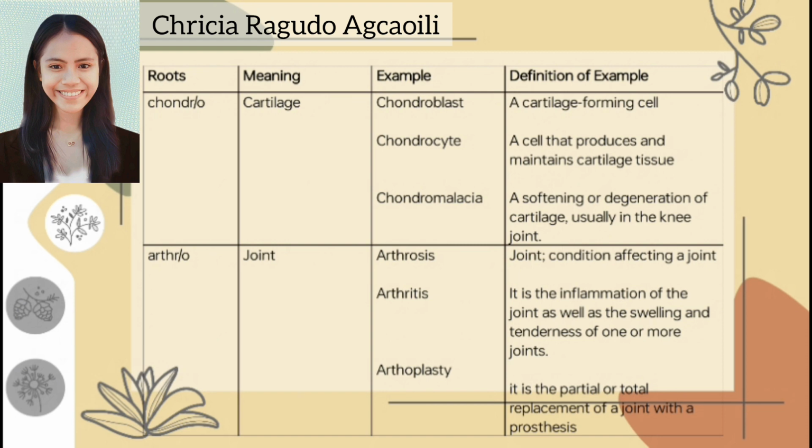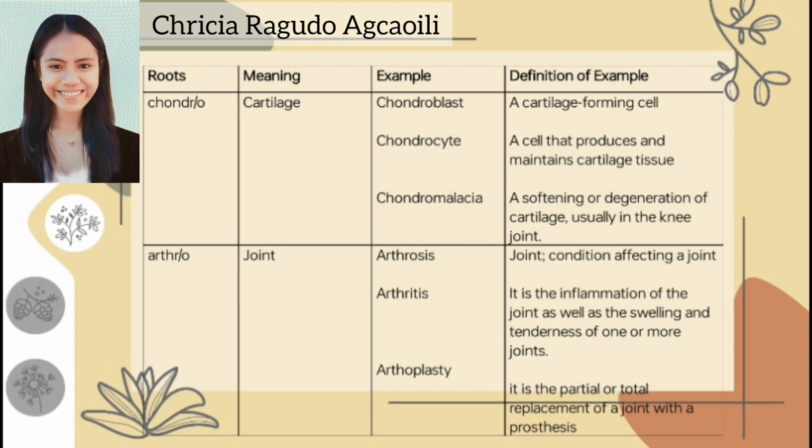So now let's move on to arthritis. The word arthritis is composed of the prefix arthro, which means joint, and the suffix itis, which means inflammation. Therefore, arthritis means inflammation of the joints. Arthritis can cause pain, stiffness, swelling, and reduced mobility in the affected joints. The causes and treatments of arthritis vary depending on the type and severity of the condition.